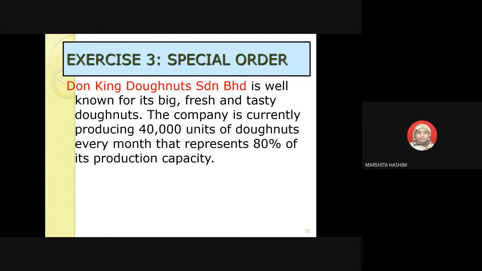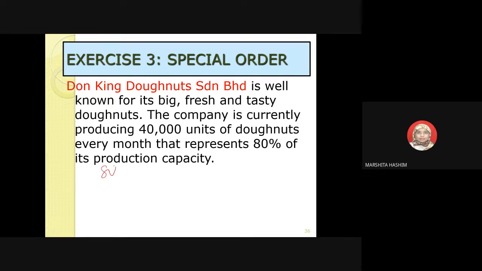Okay, third exercise regarding special order. Dunkin' Donuts Nuremberg is well known for its big, fresh, and tasty donuts. The company is currently producing 40,000 units of donuts every month. That represents 80% of its production capacity.